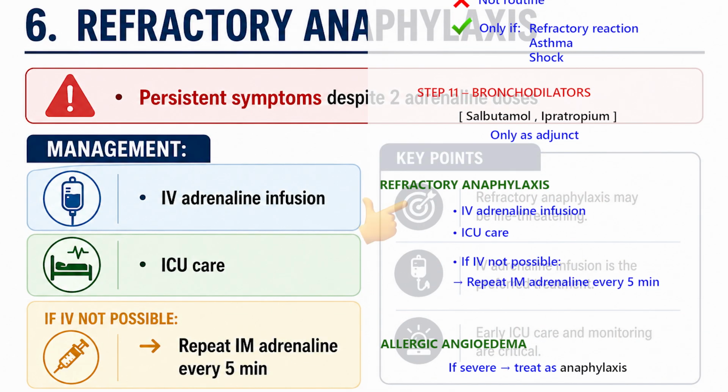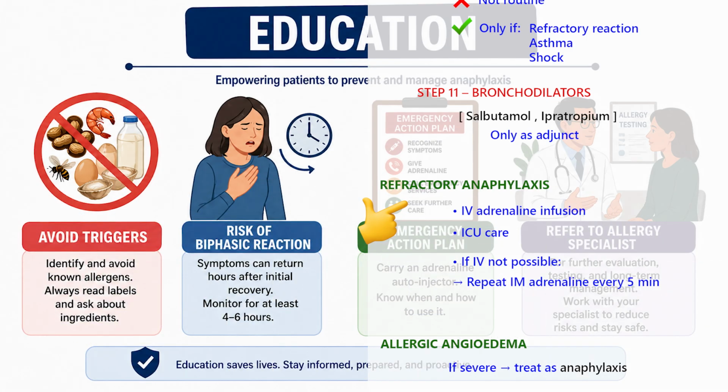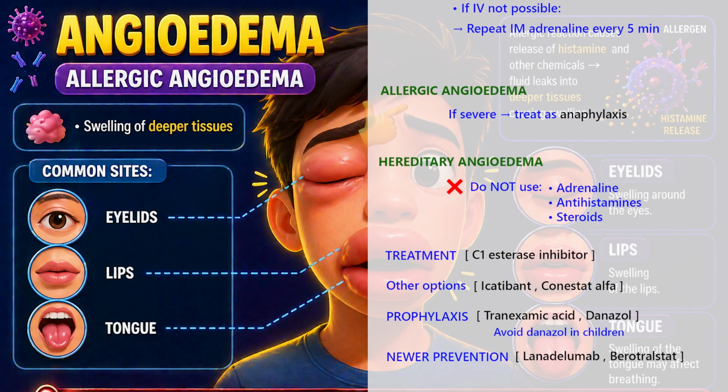Refractory anaphylaxis means symptoms persist after 2 adrenaline doses. Management includes IV adrenaline infusion, ICU care. If IV is not available, repeat IM adrenaline every 5 minutes. Before discharge, very important steps. Give the patient 2 adrenaline autoinjectors, teach how to use them properly, and tell them always carry it. Patient education is key. Avoid triggers, be aware of biphasic reactions, have an emergency action plan, and always refer to an allergy specialist.